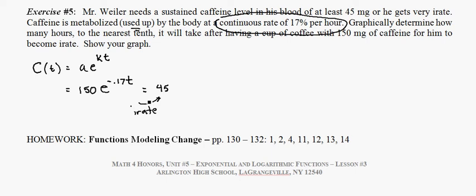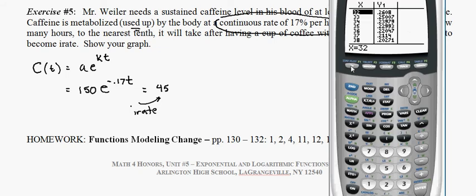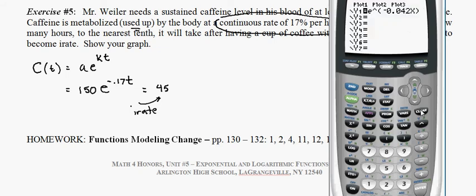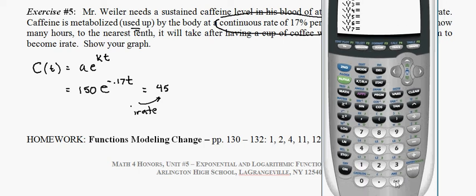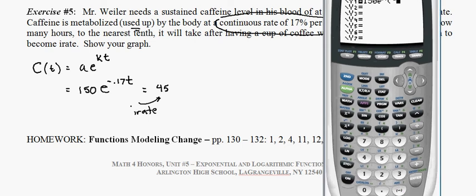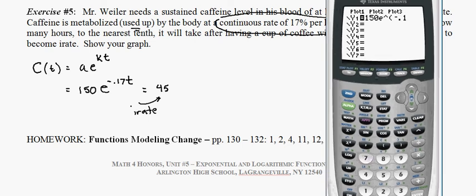Eventually, we'll solve this algebraically using logarithms. But for right now, we're going to solve it graphically. And it's going to be simple. We'll just come over to our TI-84. We'll go into y equals. In y1, we'll clear this thing out, and we'll go with 150 times e raised to the negative 0.17x. Alright, so there's my caffeine level, and I want to know when it hits 45.